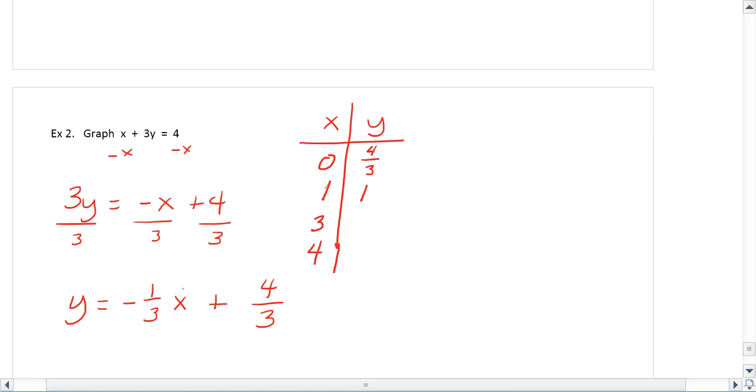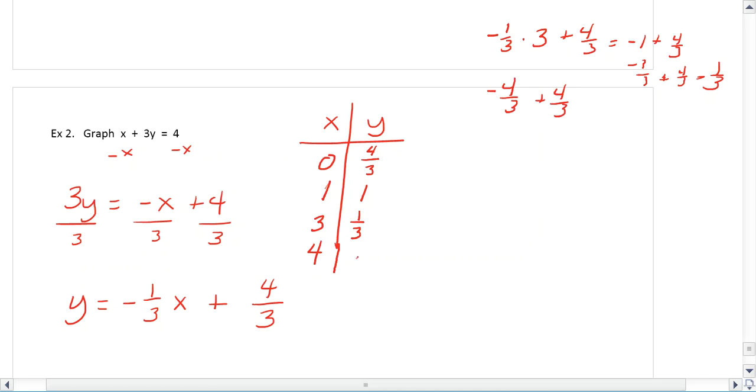Now let's put a 3 in for x. 3 times negative 1/3, if you want to look at that, negative 1/3 times 3 plus 4/3. This is negative 1 plus 4/3. This is negative 3/3 plus 4/3 is just 1/3. So that didn't work out as well as I hoped it would. Let's try the 4. Putting in a 4 here, I get negative 4/3. Oh, this is nice. Plus 4/3, I get 0.